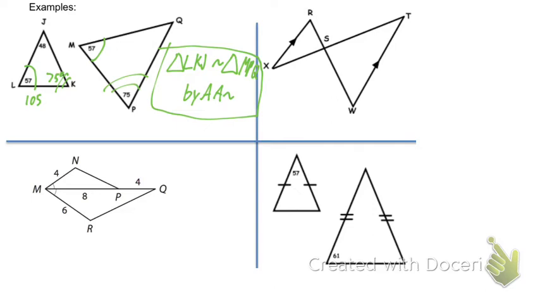Let's go to the top right. All right, we have two triangles here. Do you guys see the two triangles? Okay. Do we know anything about these triangles right now? We know the two sides are what? Parallel. Okay. And then we know we have some vertical angles right here, right? What do you know about those vertical angles?